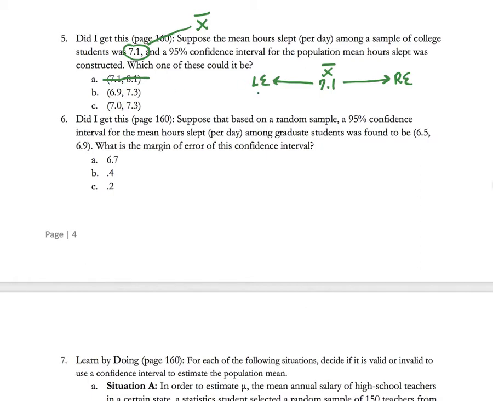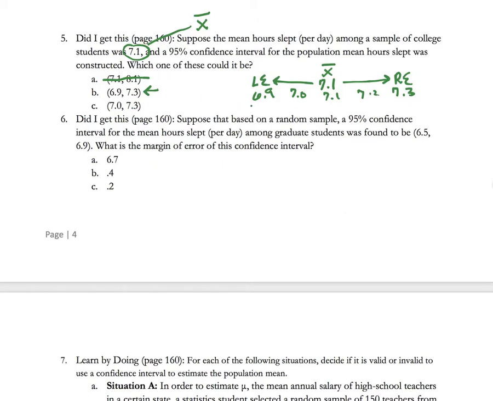Let's take a look at the next one. If 6.9 is the left-hand endpoint and 7.3 is the right-hand endpoint, is 7.1 in the center? And well, yes it is. It's perfectly 6.9, 7.0, 7.1, 7.2, 7.3. Perfectly in the middle. So this is definitely a possibility.